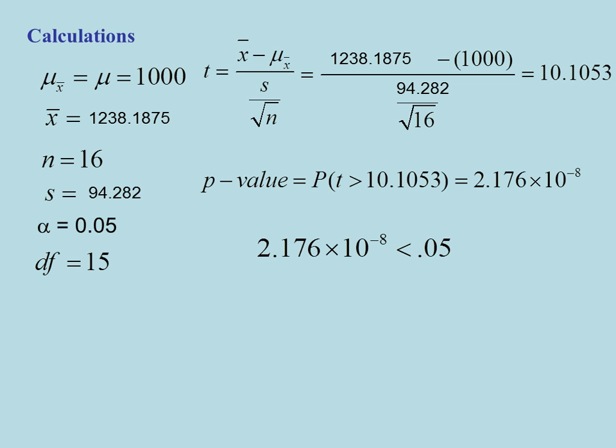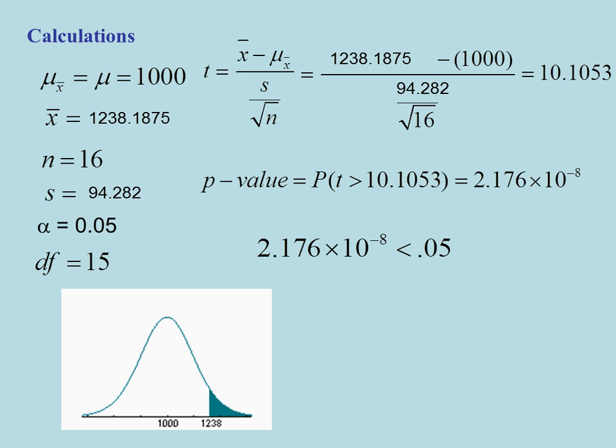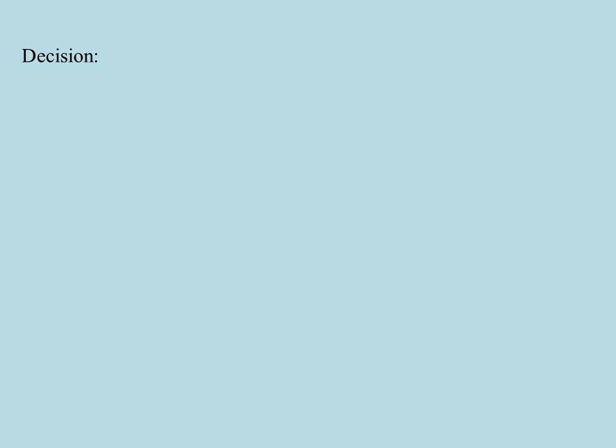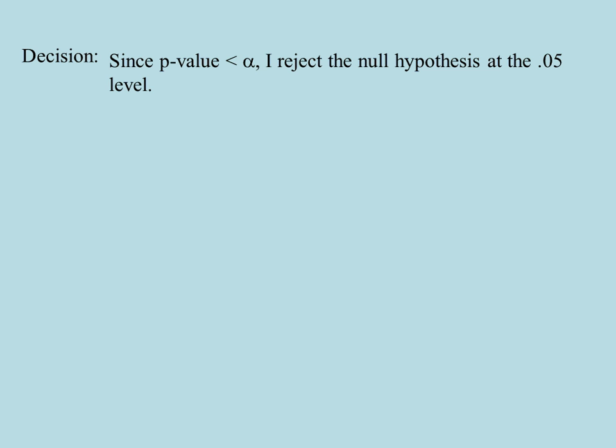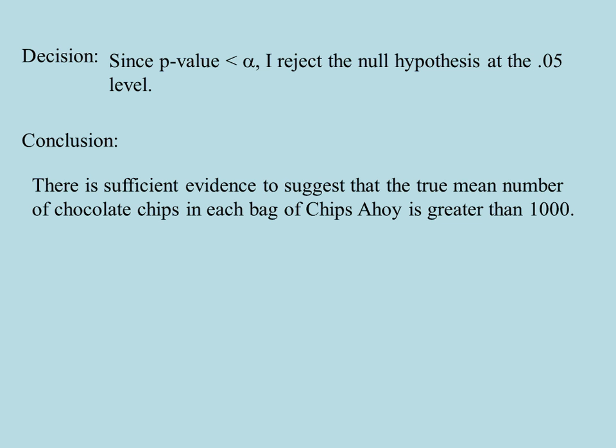So then we would make a decision based off of that value. And this is a one-sided test, it's a greater than, so please be careful with our values there. We're doing a greater than. So what happens with these values? Since our p-value is less than alpha, we reject the null hypothesis at the 5% level. Therefore, there is sufficient evidence to suggest that the true mean number of chocolate chips in each bag of Chips Ahoy is greater than 1000.